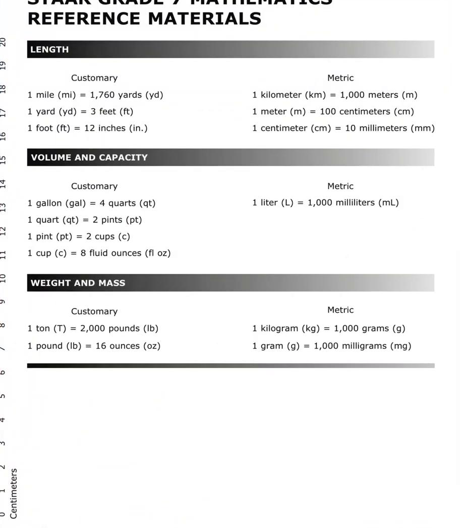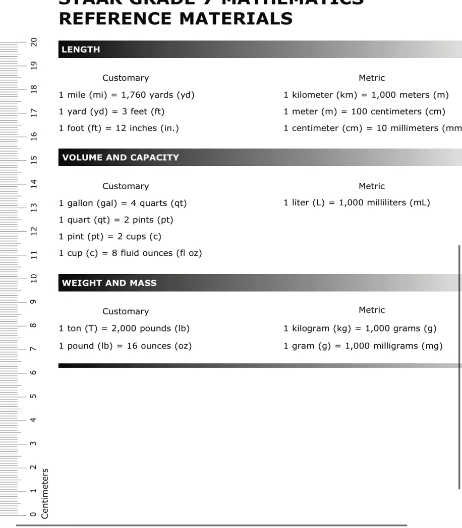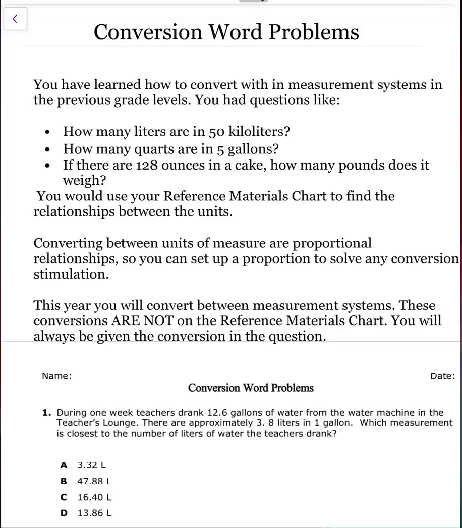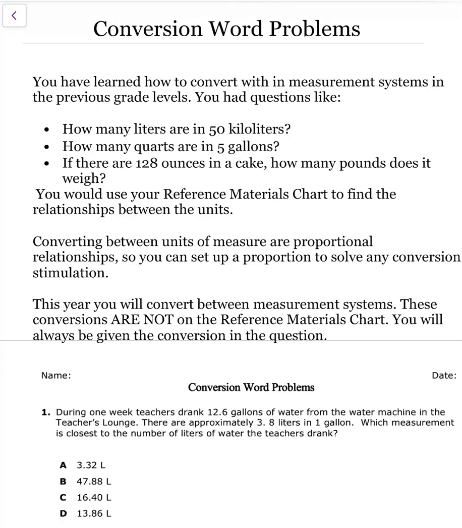So the seventh grade reference chart looks like this. You can see it has the different equivalencies, like 1 kilometer is 1,000 meters, a meter is 100 centimeters, right? That's what I was trying to say. The different equivalencies that different things can measure.